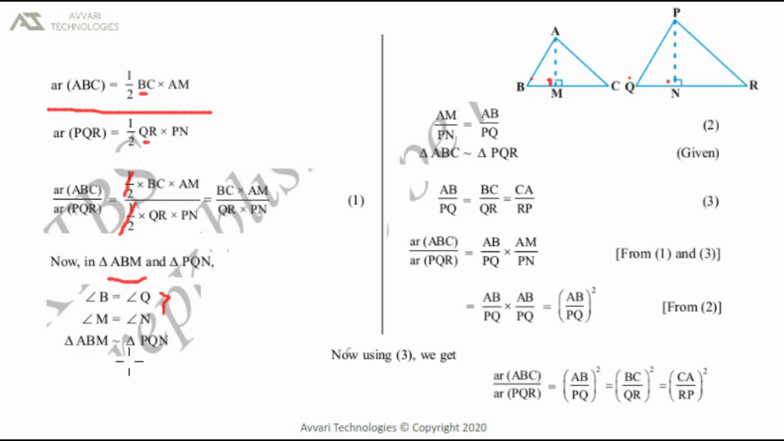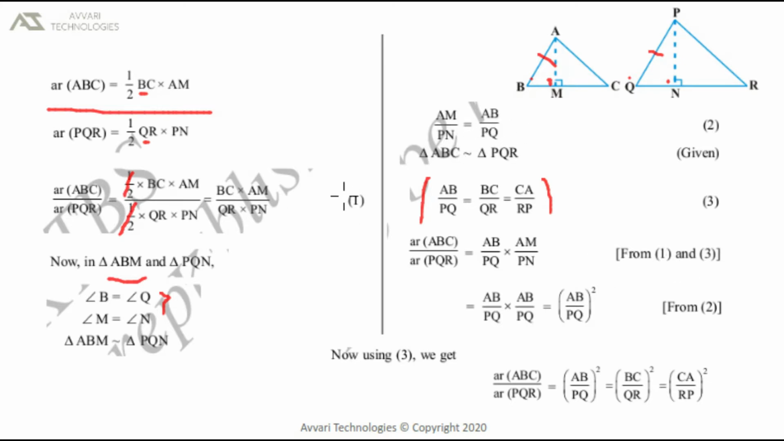If triangle ABM is similar to triangle PQN, we can apply AM by PN is equal to AB by PQ. Since they are similar, so we can write AB by PQ is equal to BC by QR is equal to CA by PR. Can you notice something strange here? Here we got AB by PQ is equal to AM by PN. We can replace AB by PQ by AM by PN.